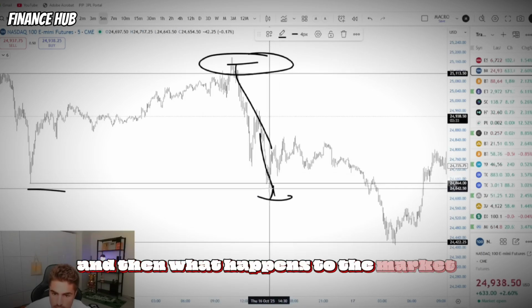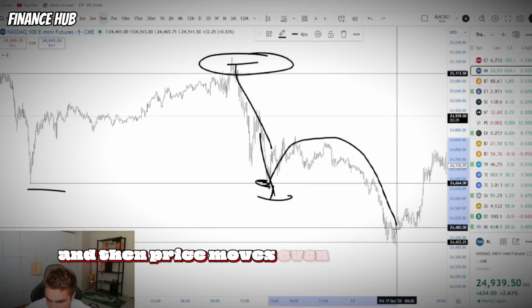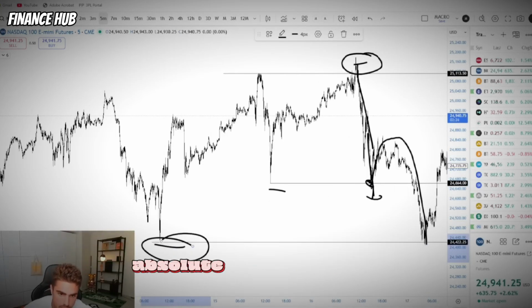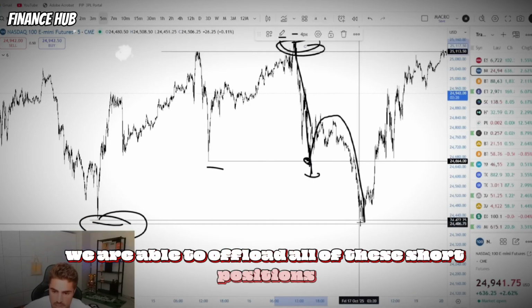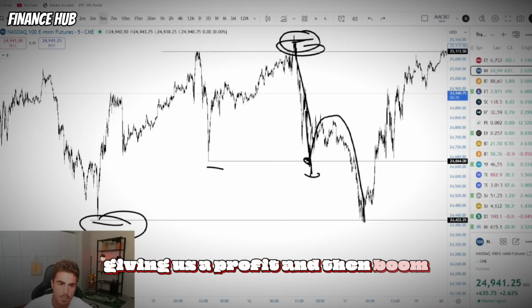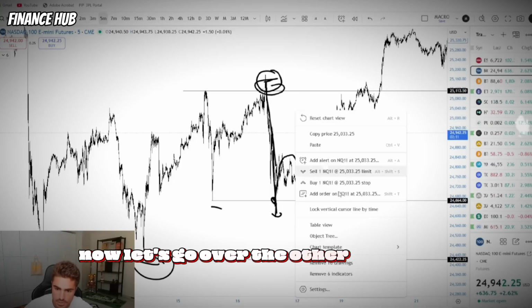And then what happens to the market? Right after moving underneath this low, we get a little relief, and then price moves even further down. Boom, underneath this low, people are pressing sell. Again, we were able to offload all of these short positions and boom, buy them back for a lower price, giving us a profit. And then boom, what does price do to them? Says, no thanks.